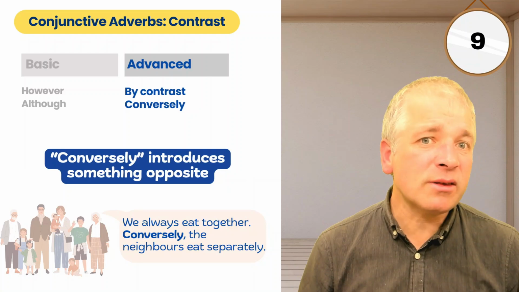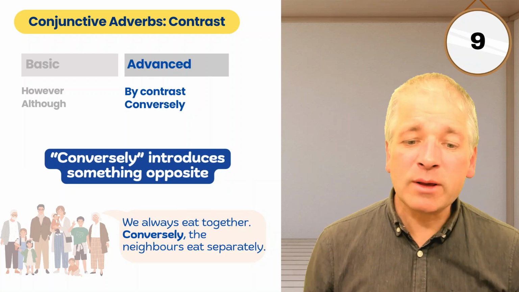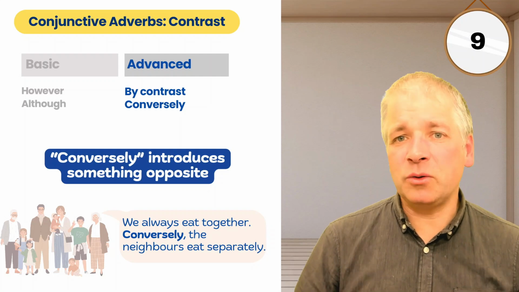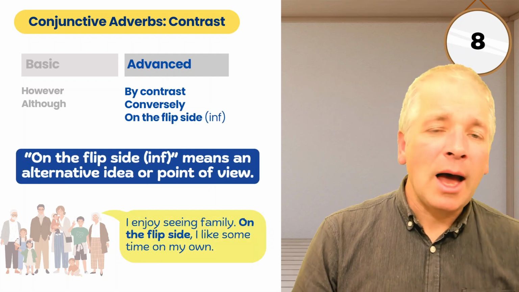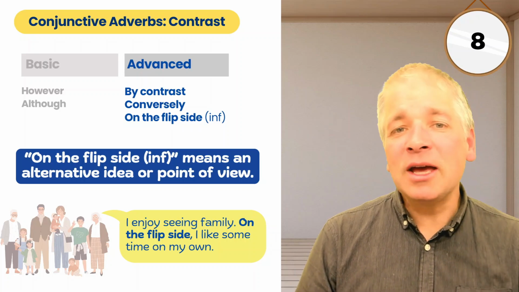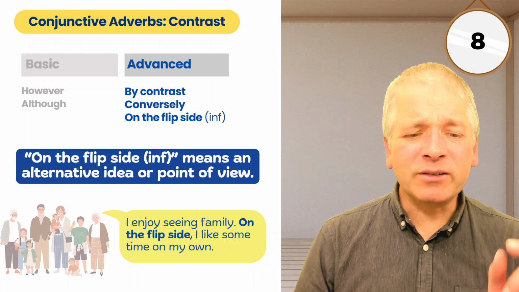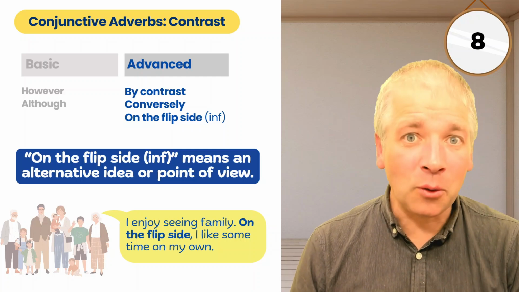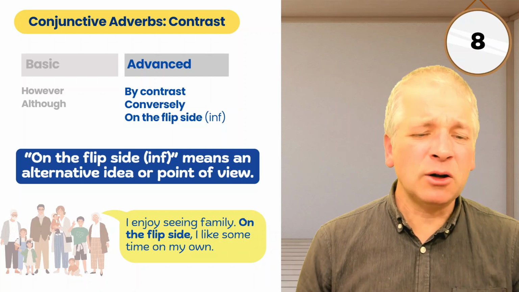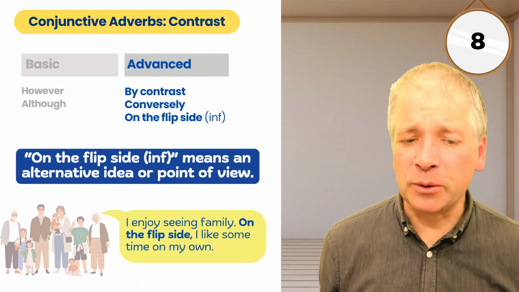Conversely introduces something opposite. We always eat together. Conversely, the neighbours eat separately. Two opposite things. And on the flip side is a really useful phrase to learn in fluent speech. It does tend to be quite informal, so you know not to use it formally. And this means an alternative idea or point of view.